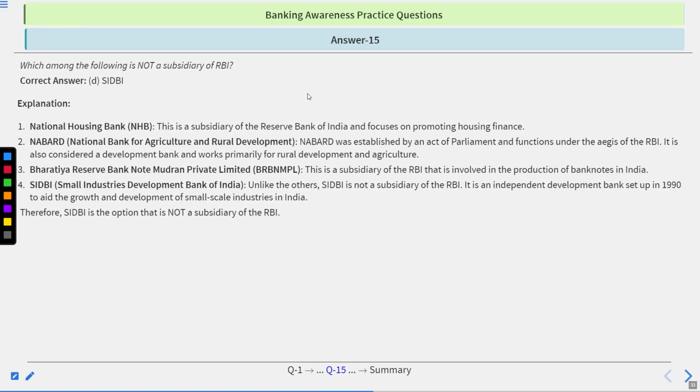Now, time's up. The correct answer is SIDBI. Go by the explanation. National Housing Bank is a subsidiary of Reserve Bank of India, focused on promoting housing finance. NABARD, National Bank for Agriculture and Rural Development, established by an Act of Parliament, functions under the aegis of Reserve Bank of India. Considered a development bank, it works primarily for rural development and agriculture. Bharatiya Reserve Bank Note Mudran Private Limited, BRBNMPL, is a subsidiary of RBI involved in the production of banknotes in India.